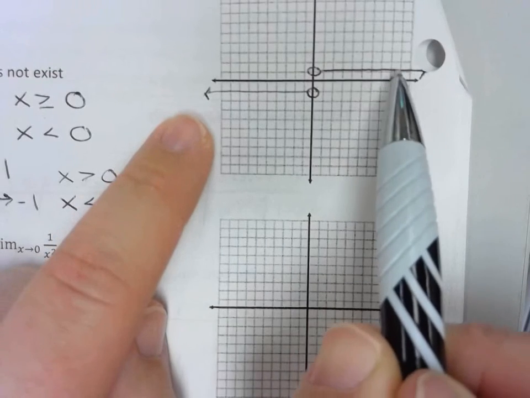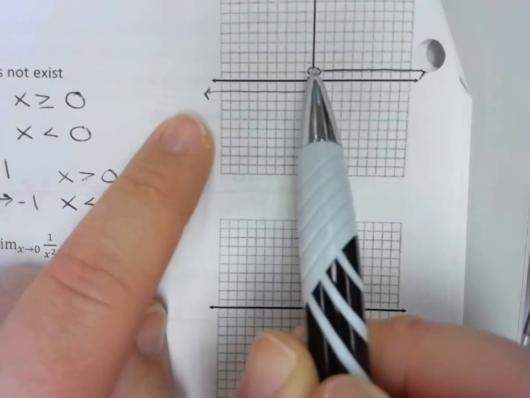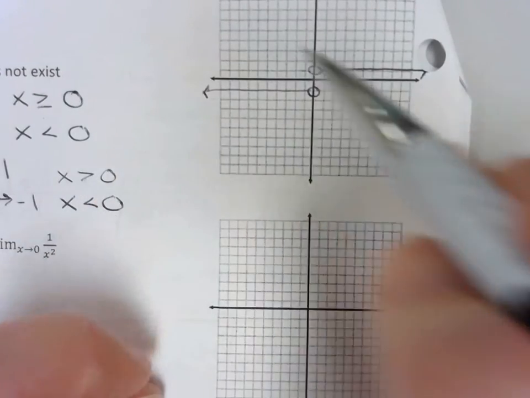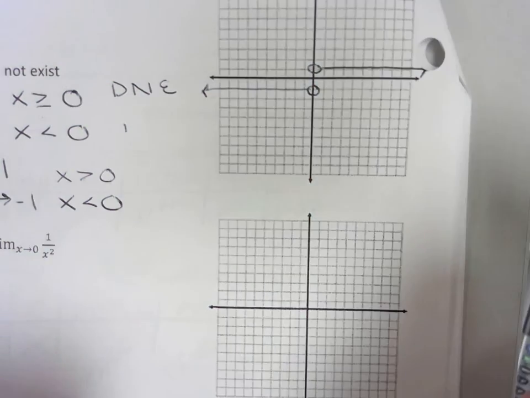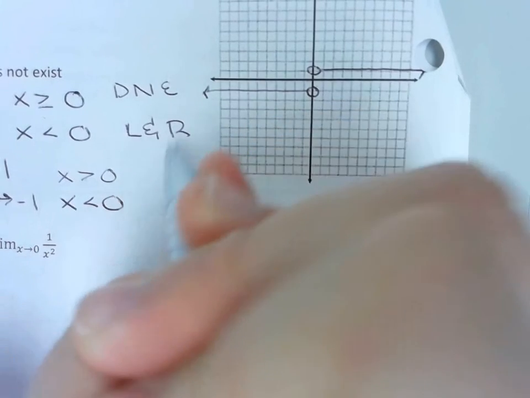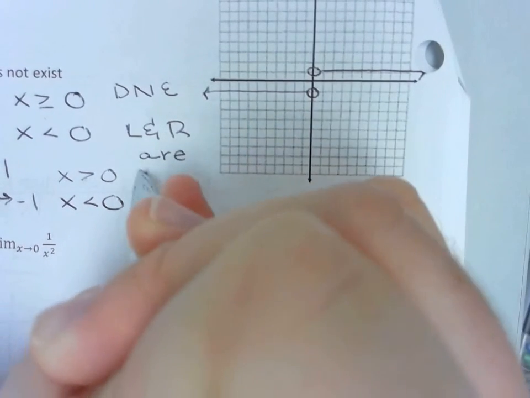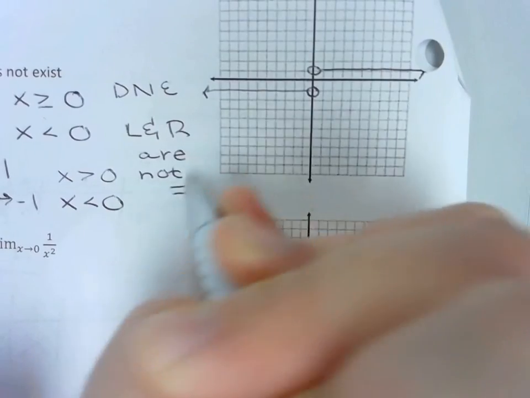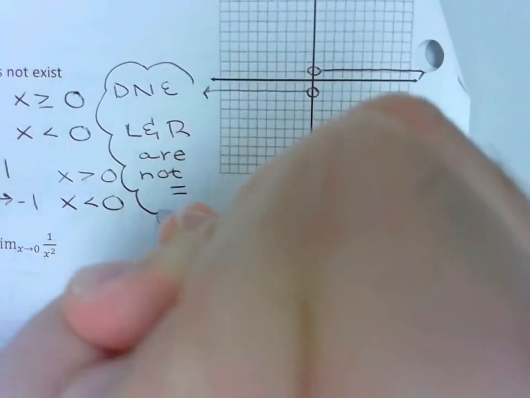And from the right, it looks like I'm approaching 1, which is basically the whole time. So like I said earlier, this does not exist, so D and E is how you might see it in the book. This limit does not exist because the left and right are not equal. The left and right limit have to be equal for the limit to exist.